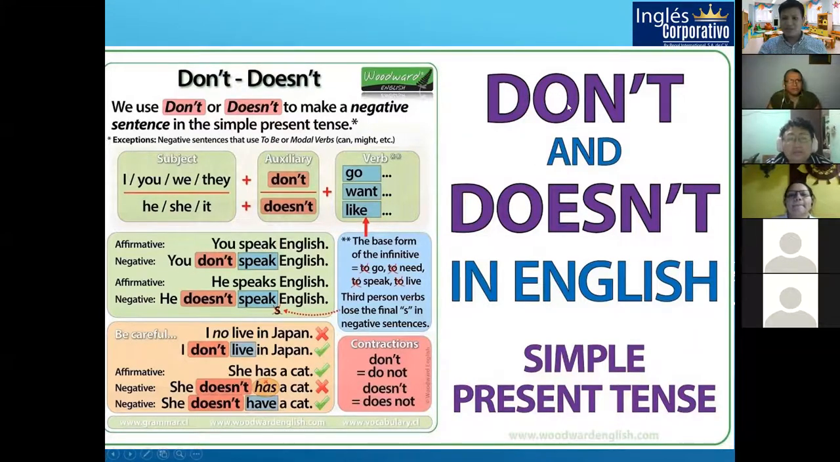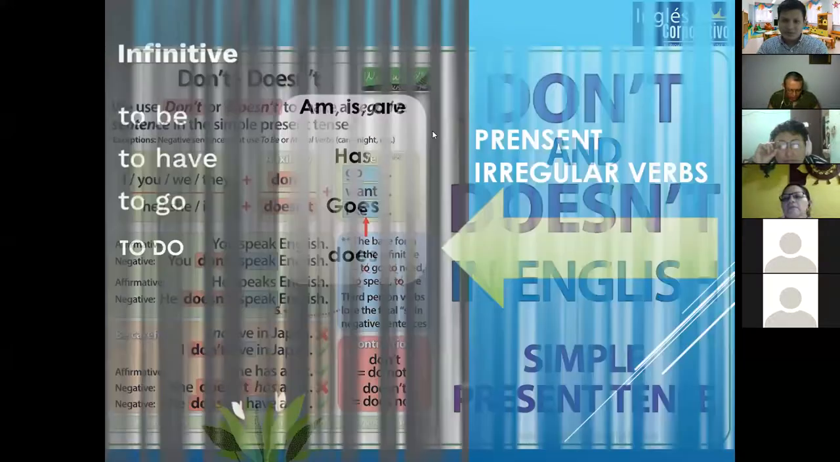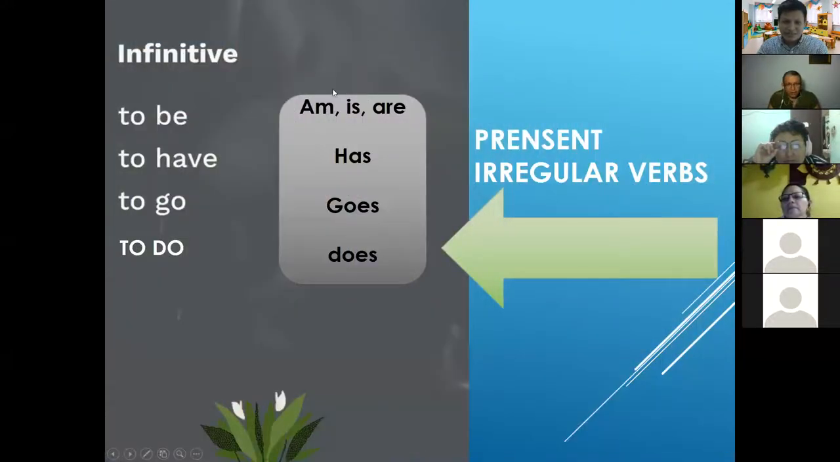¿Qué teníamos ahí? ¿Por qué no utilizamos don't y doesn't? Porque teníamos el verbo to be. Very good. Entonces a ese verbo to be solo agregamos not. ¿Cuál es el verbo to be? Estos tres, these three ones: am, is, are. Cuando tenemos este verbo y queremos negar, solo agregamos not.